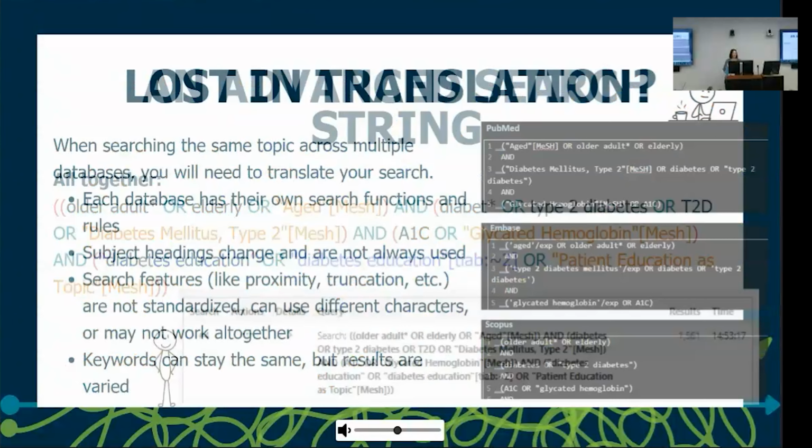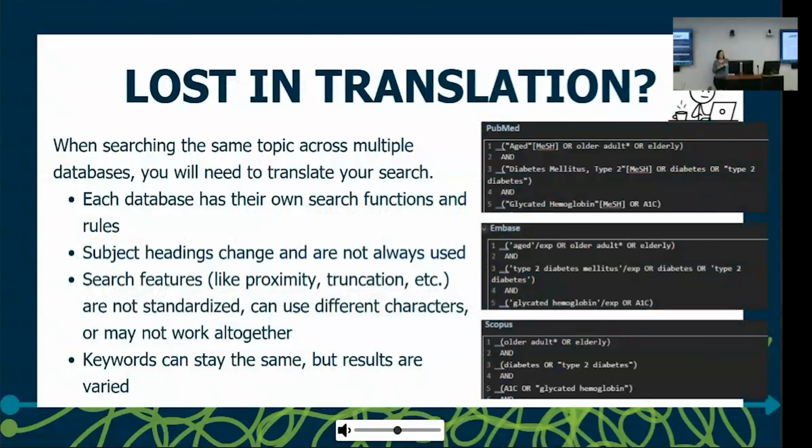All right, lost in translation. So when searching the same topic across multiple databases, you will need to translate that search into multiple databases. Each database has its own search function and rules. Subject headings will change and will not always be used. Search features like truncation, wildcards, and proximity are not standardized, can use different characters, and may not work together. So your search that works in Scholar or PubMed may not work in another, and you'd have to figure out why it's not working.